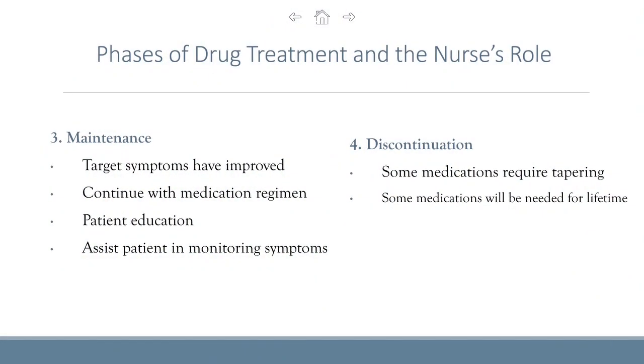Three is maintenance. Once we have found that sweet spot and our target symptoms have improved, we're going to continue with that medication regimen, give patient education, and assist the patient in monitoring their symptoms. The last phase in the nurse's role is when the medication is discontinued. Some medications require tapering, although some medications are needed for a lifetime and may not reach this phase at all.